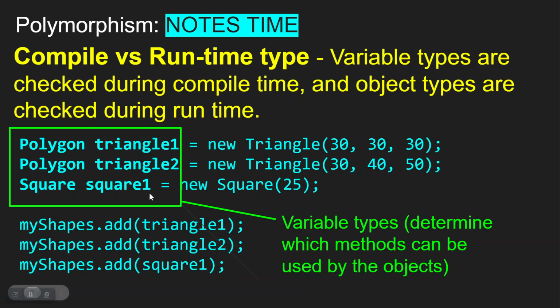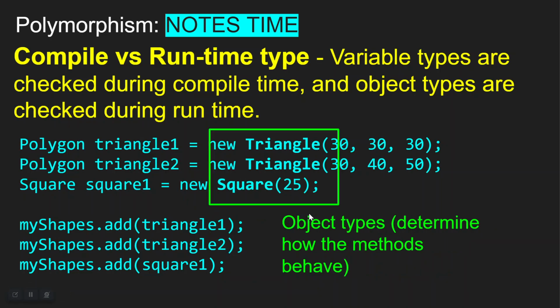The square class can call any methods that are in the square class, as well as any methods that are in the polygon class, because again, those methods would be inherited. So the variable types over here get checked during compile time, when you click run and it checks the code. Now the object types are over here. And remember, the object type determines how the methods behave.